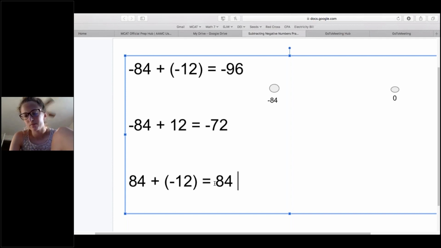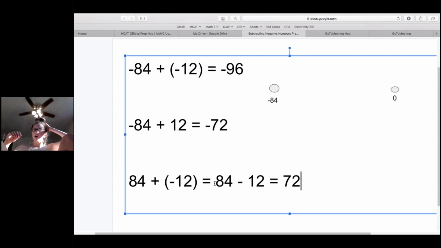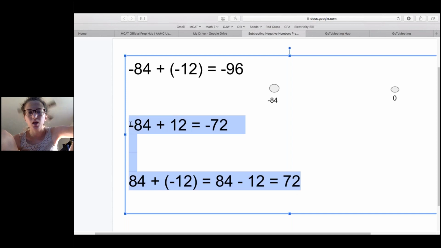Okay, 84 minus positive 12 equals 72. Awesome. And is it going to be positive or negative? Positive because the 84 is bigger. Awesome. So you'll notice in these two, you got 72 both times because you thought about them both as subtraction ones.